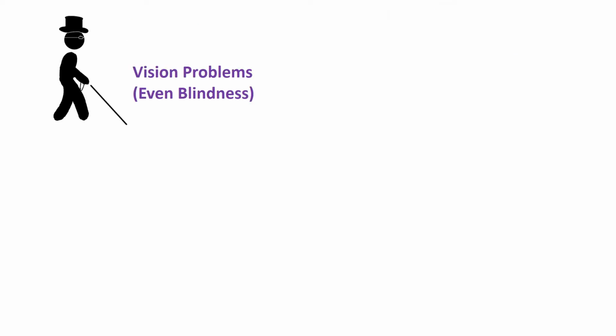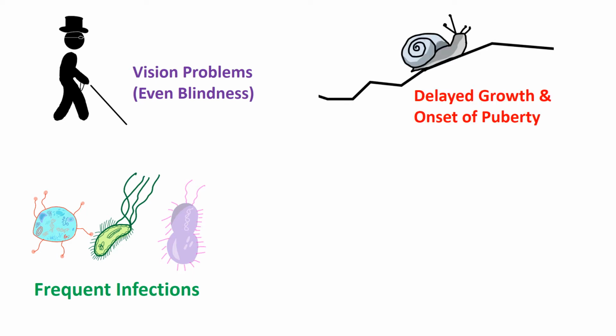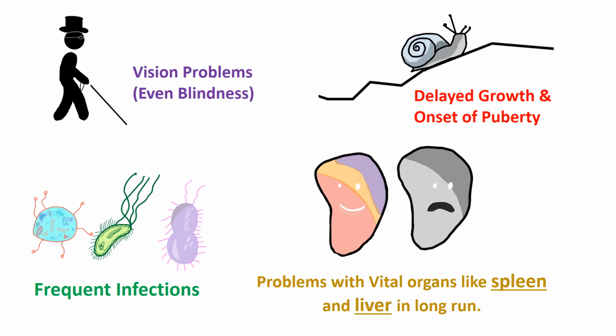vision problems even leading to blindness, frequent infection as the spleen will be busy taking care of destroyed red blood cells, delayed growth and onset of puberty, problems with vital organs like spleen and liver in the long run.